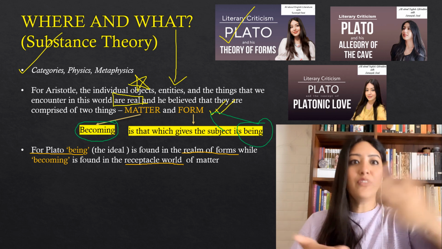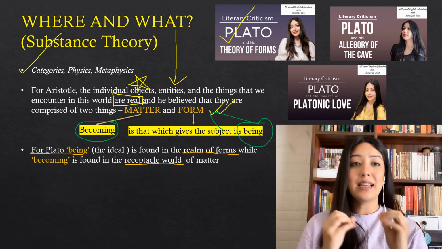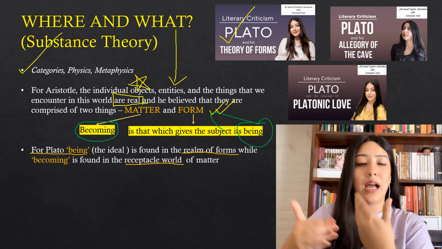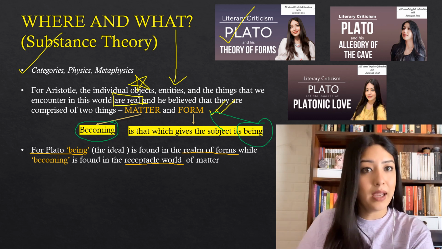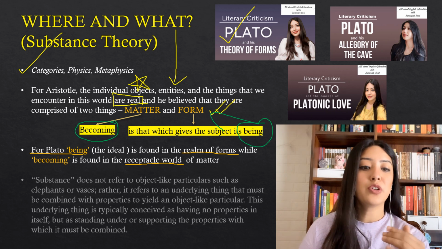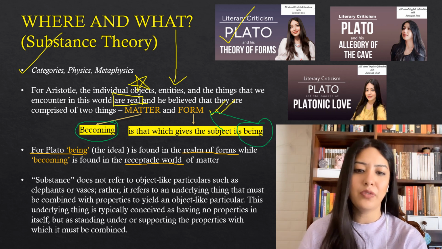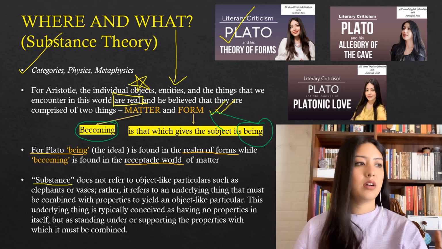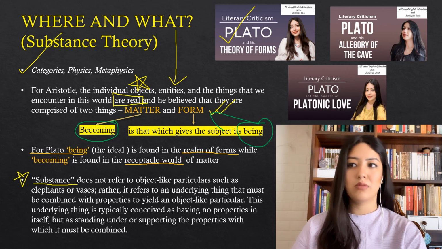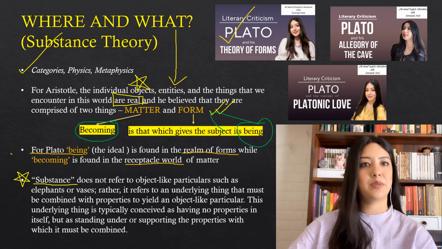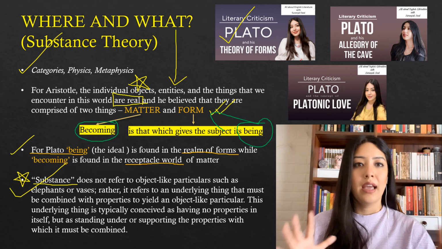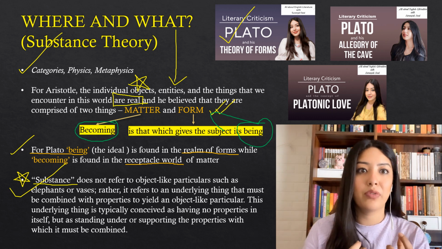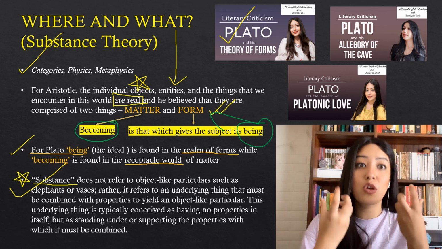It's changing every day. It's not the same. So that essence is always there, but I'm becoming something. I'm susceptible, or prone, to change. So substance does not refer to object-like particulars such as elephants or vases. When we talk about substance in layman's terms, we'll say we can call a table a substance, a nail polish a substance, a bed a substance. They're not referring to objects here. Substance is whatever the object is made up of, the different kinds of constituents, qualities.